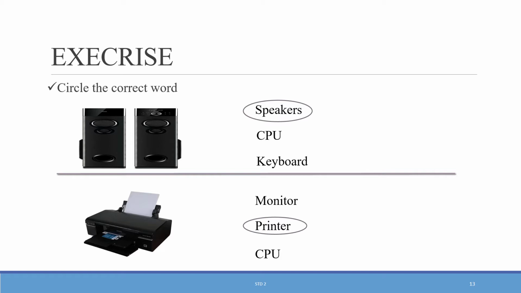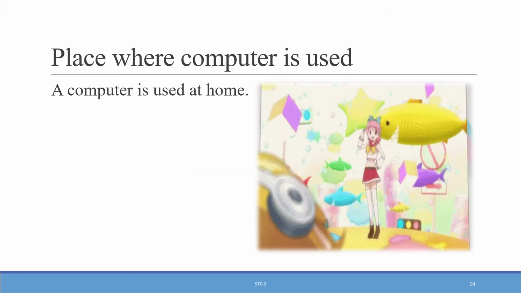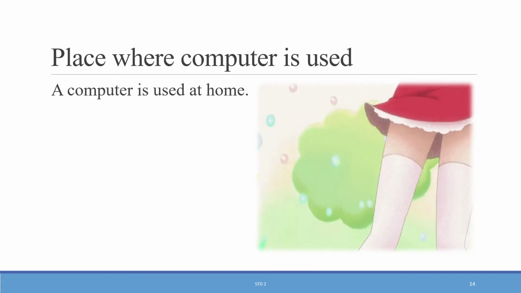So all this exercise activity and what is a computer, uses of computer, human beings and computer, how it works. These are all the parts that we learned in the previous lecture. This is our first lesson. Now we will move to the second chapter: places where computer is used. What? The places where computer is used.